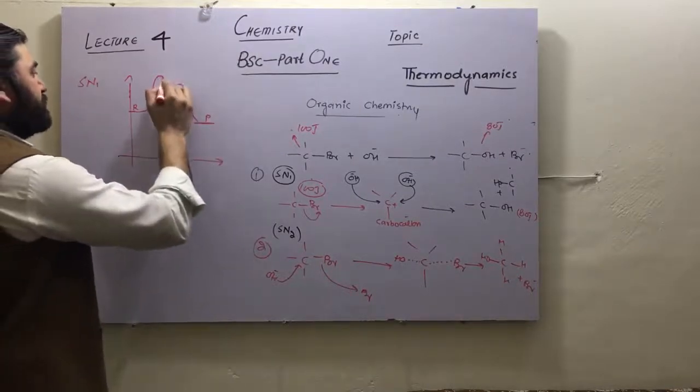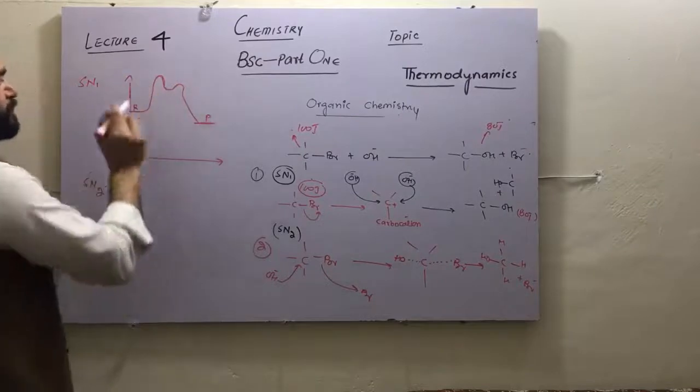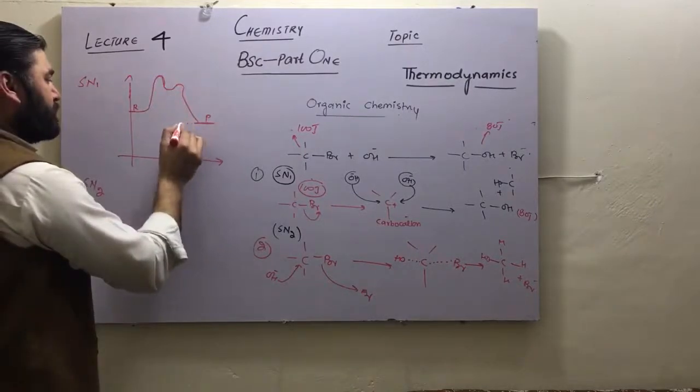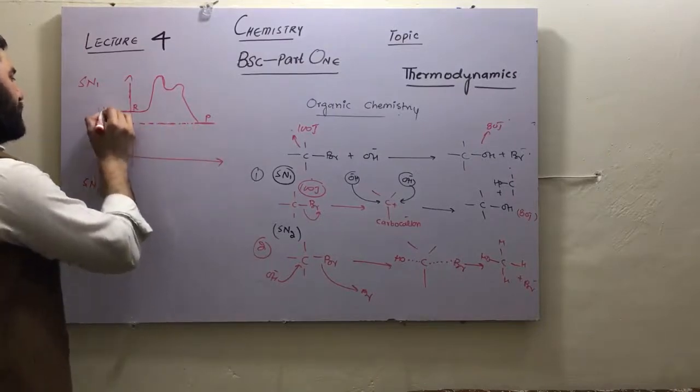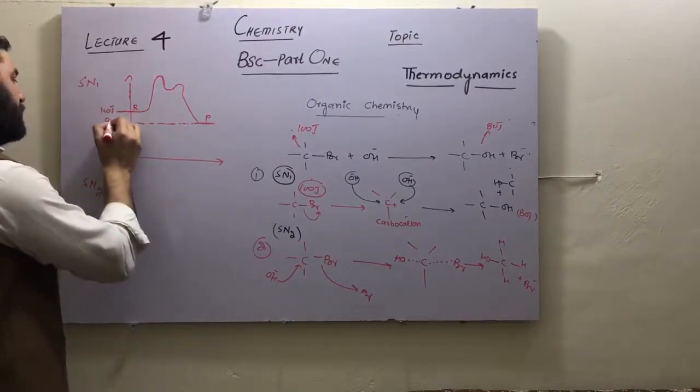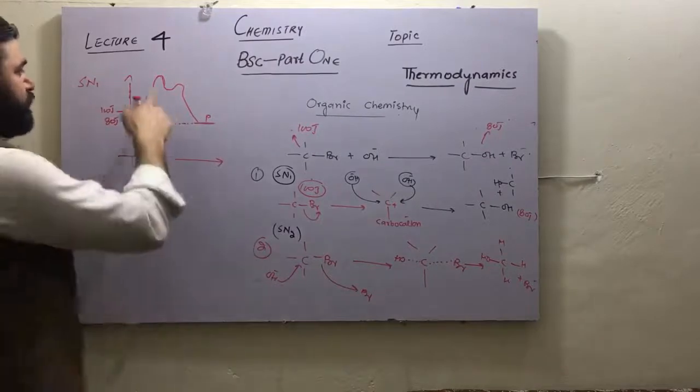Let me write it. This is step 1, step 2, and this is the initial energy and this is the final energy. Here the energy is 100 joule and this is 80 joule. So this is step 1 and step 2.